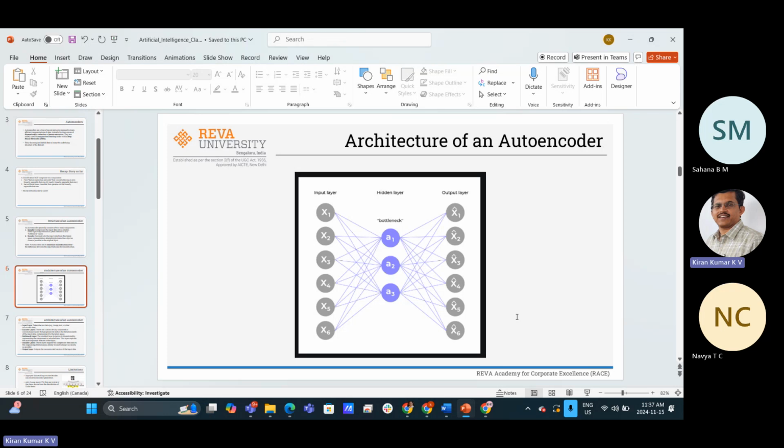Now you might question, why do you need to do this? You should talk in terms of applications. Why do you need to encode somewhere and decode somewhere? Yeah, one is dimensionality reduction.